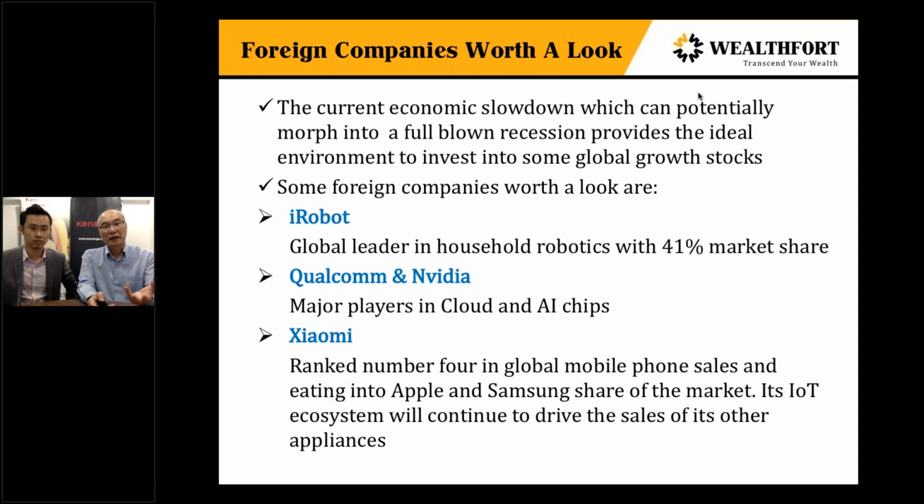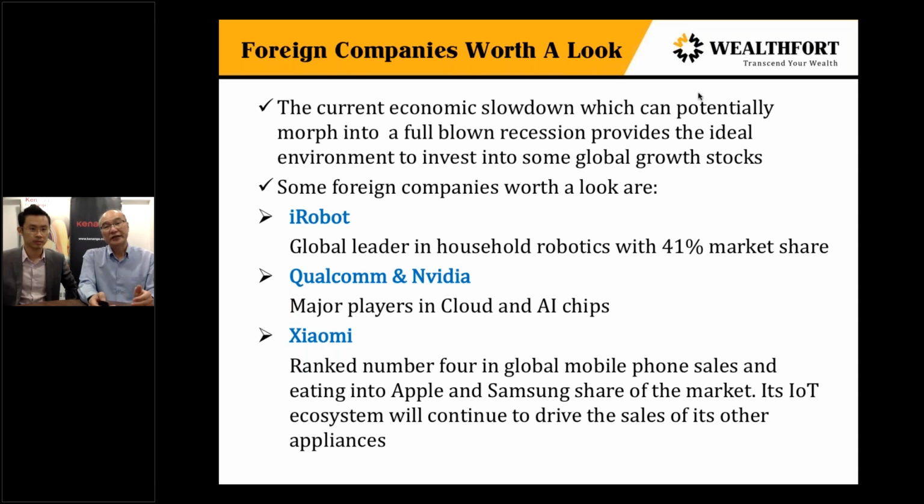Then Qualcomm and NVIDIA, both are major players in cloud and AI chips. These two companies have seen their shares fall quite dramatically because of the ban on sales to Huawei. So far there is no strong confirmation that approval has been given to them to continue selling to Huawei, so that remains to be seen. But you can look at these two companies as the share price goes down, to decide your entry point. Definitely these two are very huge in terms of cloud and AI chips.